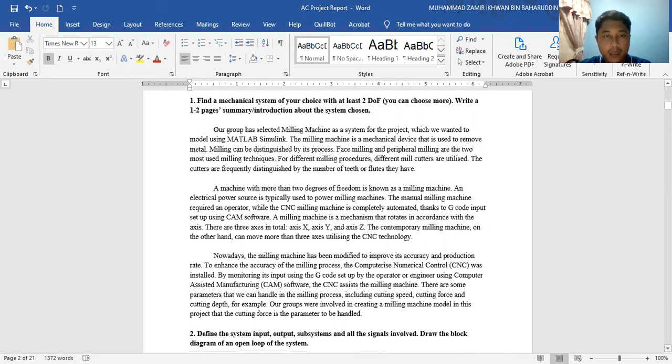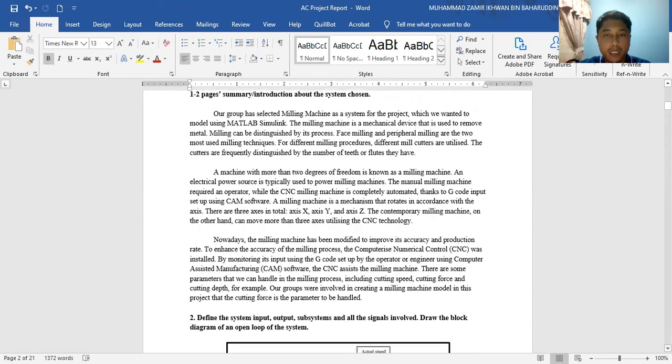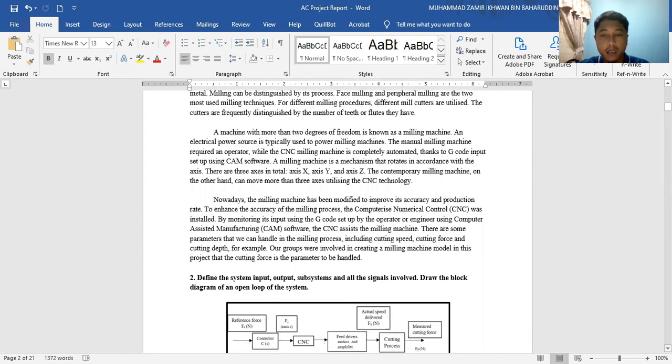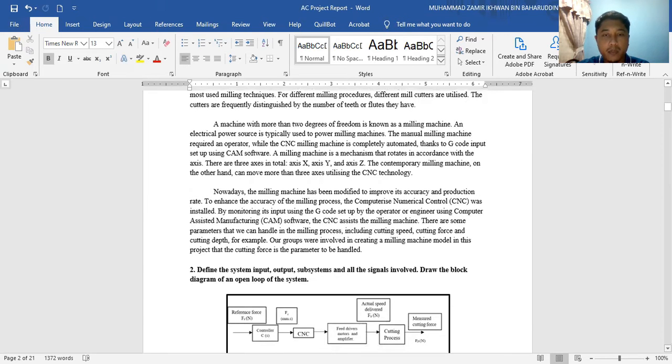This milling machine has more than 2 degrees of freedom, as we know, and an electrical power source is typically used to power it. There are some parameters that we can handle in the milling process, including cutting speed, cutting force, and cutting depth. For example, our group was involved in creating a milling machine model in this project, where the cutting force is the parameter to be handled.